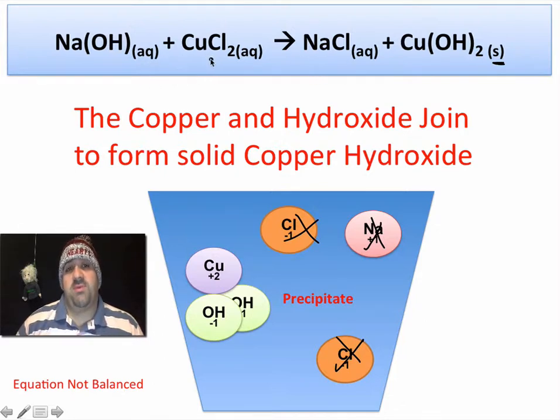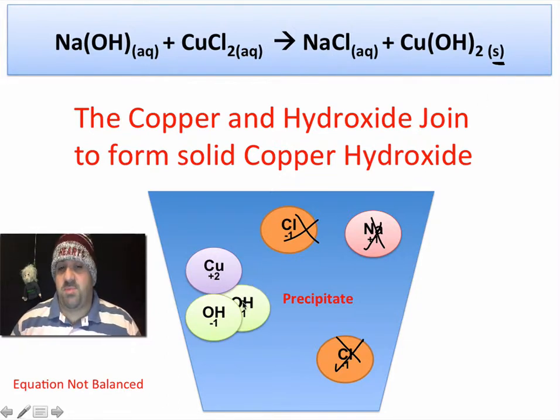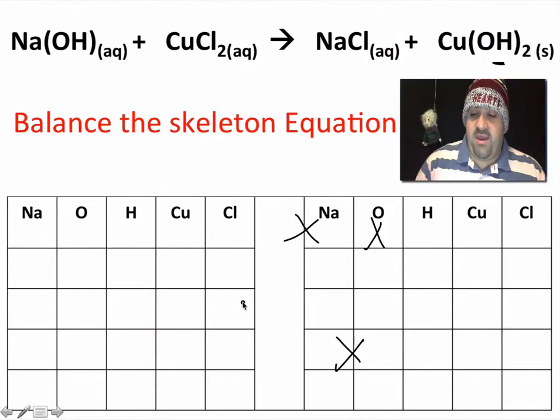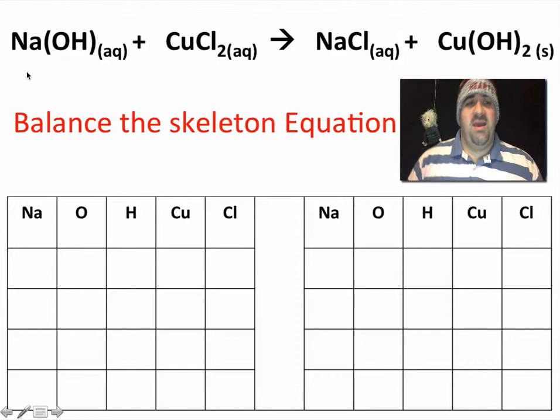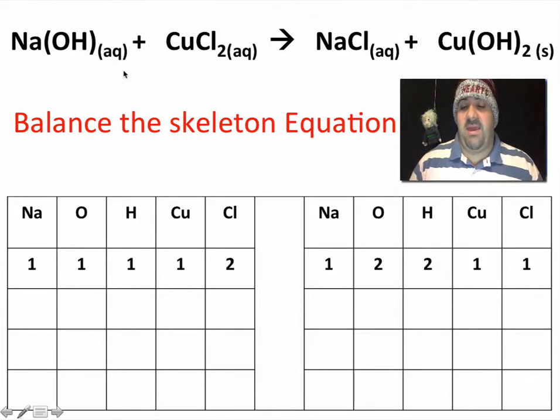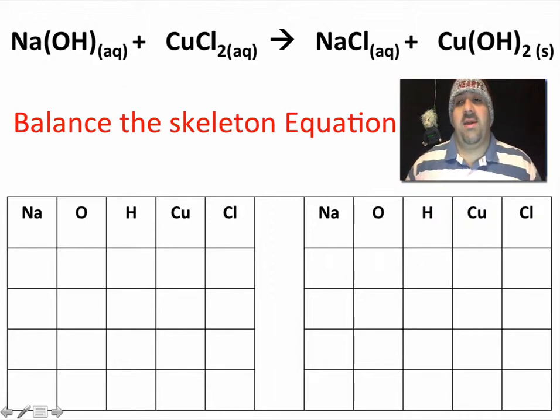NaOH aqueous plus CuCl2 aqueous yields table salt aqueous plus copper hydroxide, solid as a precipitate. Moving on from there, we know that we have to balance this equation. And the first thing we have to do is count the atoms. The same number of atoms on the left side of the arrow has to be equal to the number on the right side, and of each type.